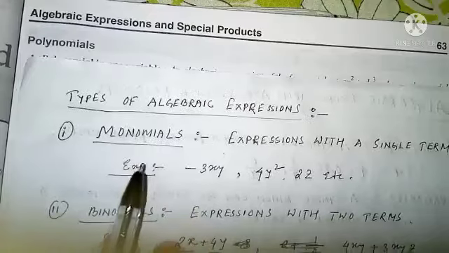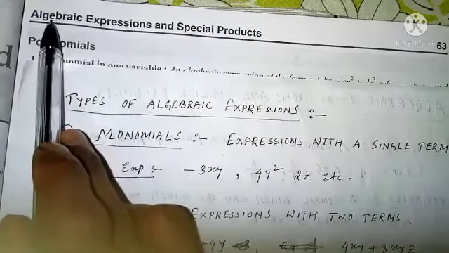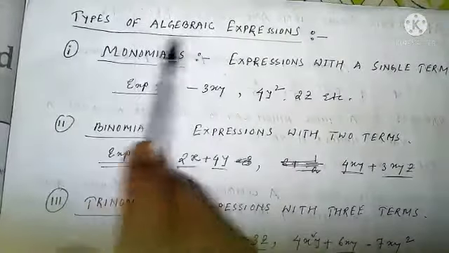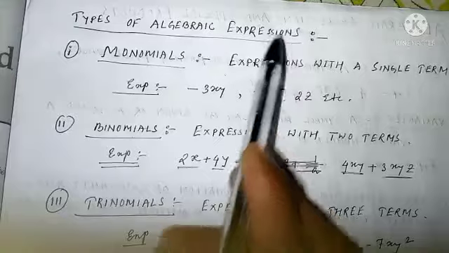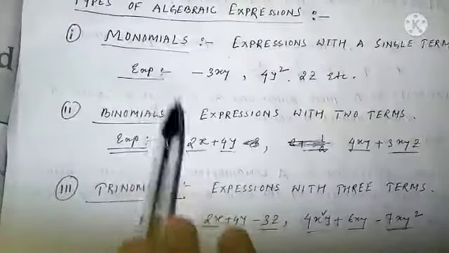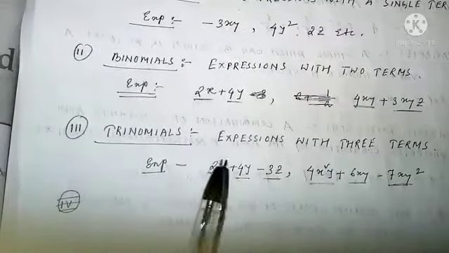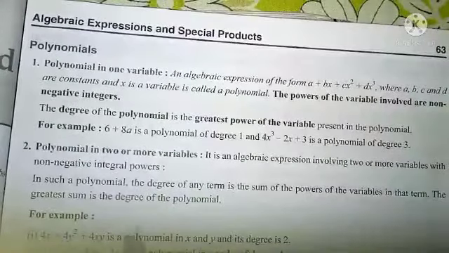So students, here we are going to discuss algebraic expressions and special products. In our last class we discussed types of algebraic expressions. There we discussed monomials, binomials and trinomials. Other than these three, we have another form of algebraic expressions, which is called polynomials.